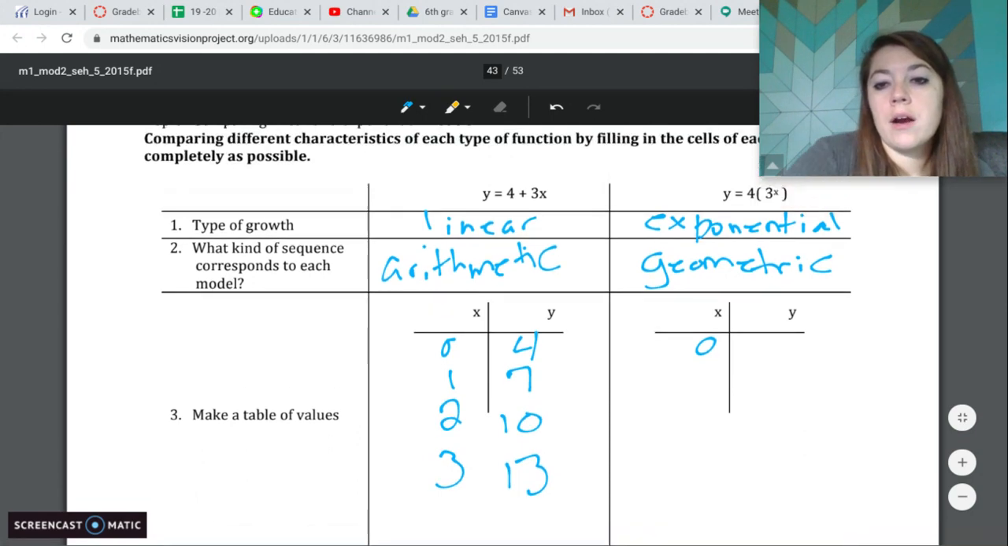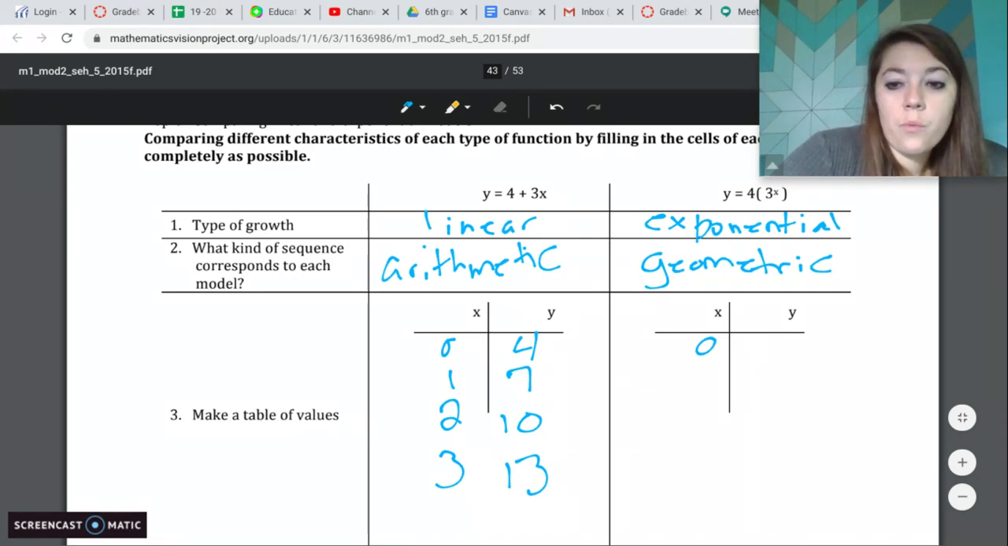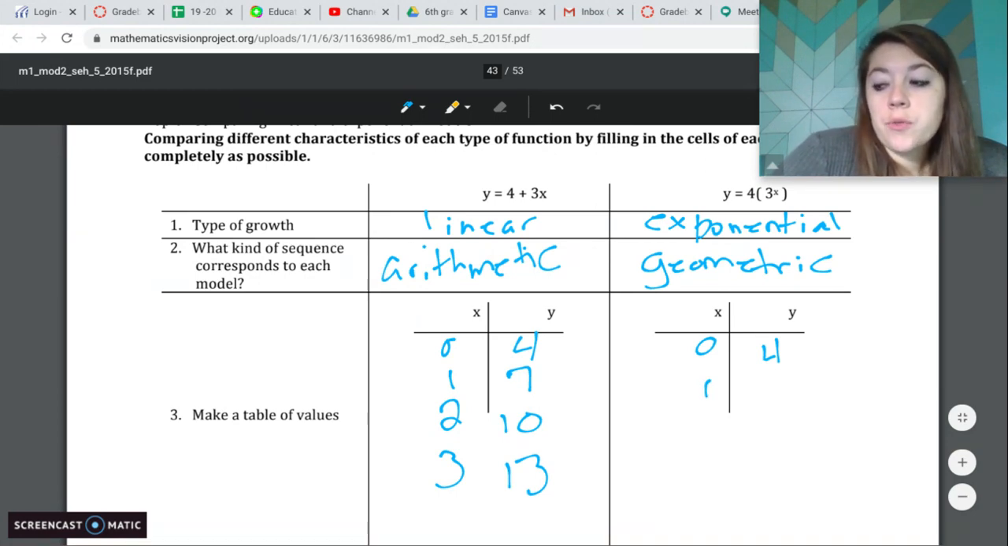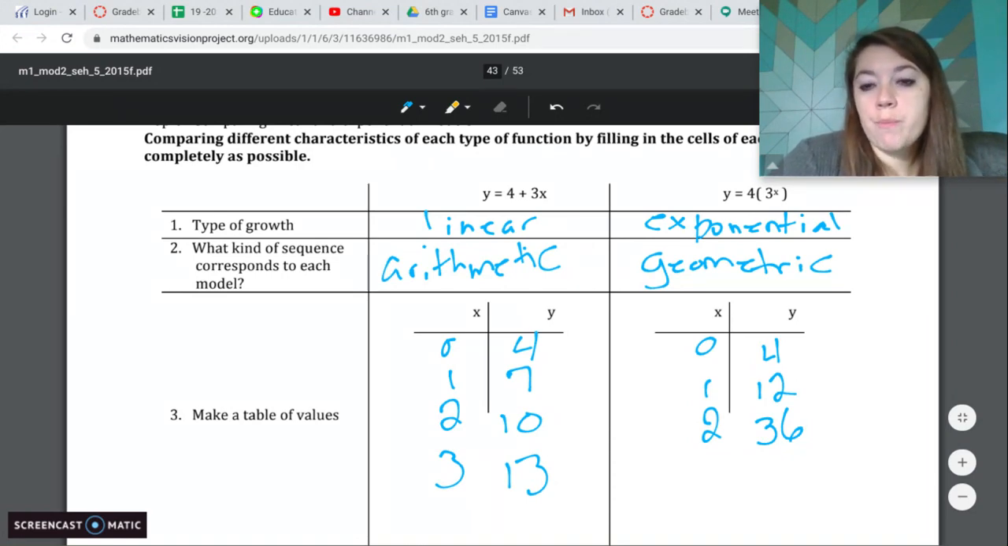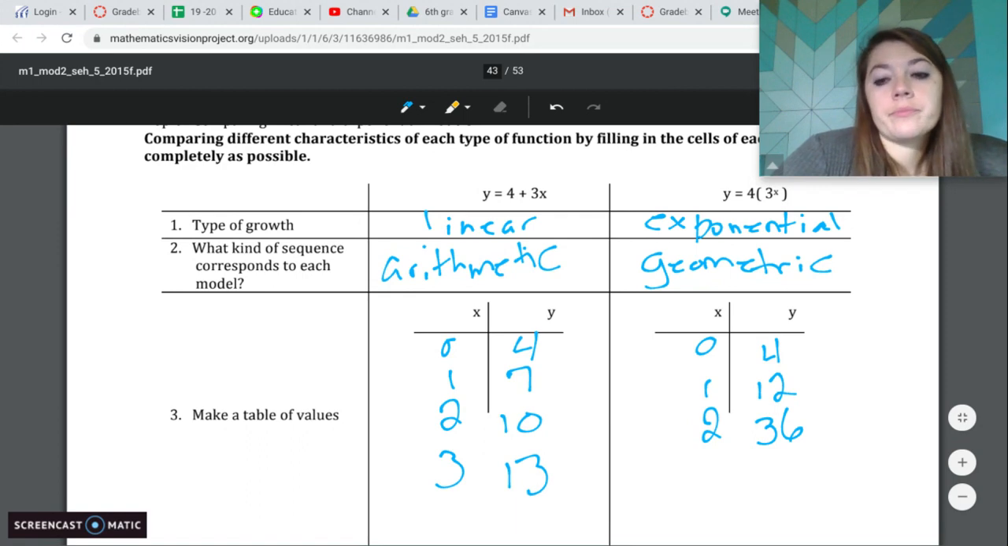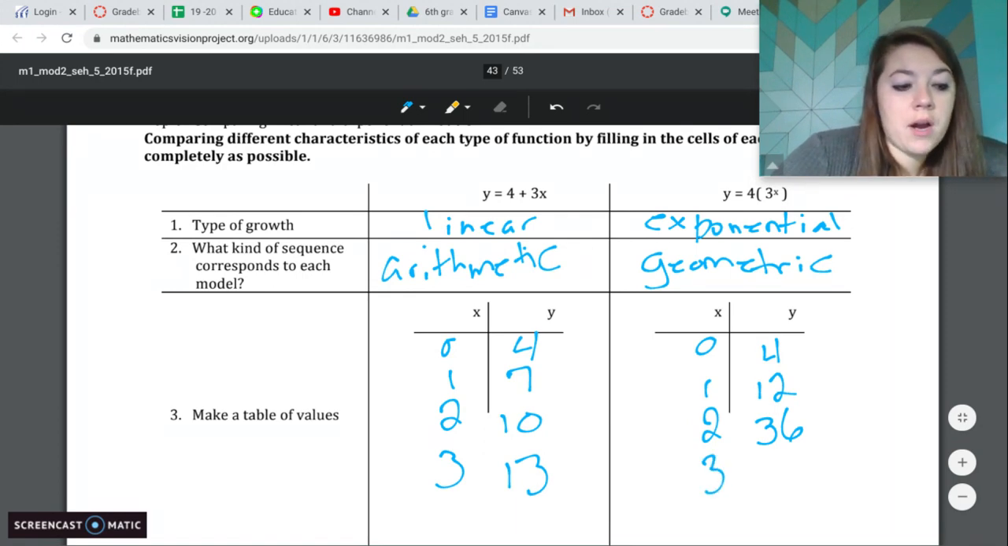Now, over here on our exponential, we plug in a 0. Anything to the power of 0 is 1, so we have 4 times 1, which is 4. We do 1. 3 to the first power is 3. 3 times 4 is 12. Then we do 2. 3 to the second power is 9. 9 times 4 is 36. And then 3 to the third power is 27. 27 times 4 is 108.